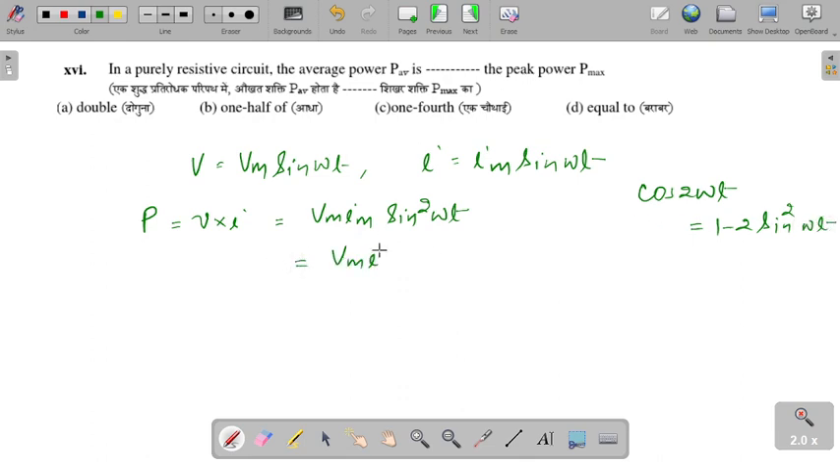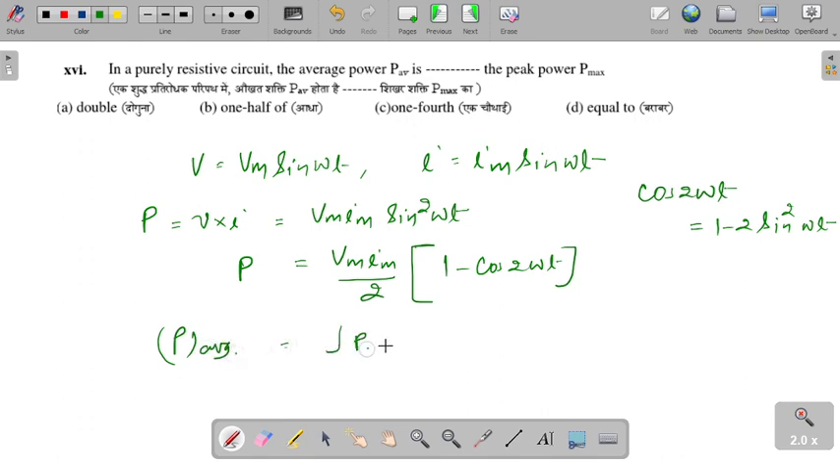So Vm Im by 2, 1 minus cos 2 omega t, it can be written as, okay. So this is the instantaneous power. So in order to get the average power, what we should do, we have to integrate this instantaneous power with respect to angle over one complete cycle, that is 0 to 2 pi, divided by 2 pi.